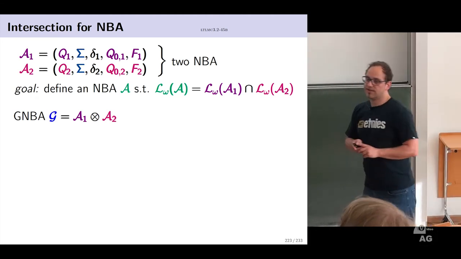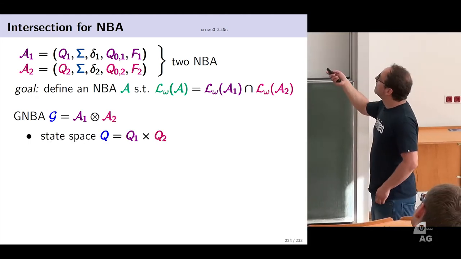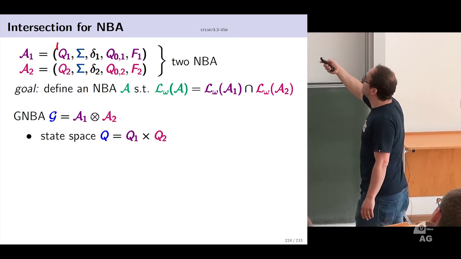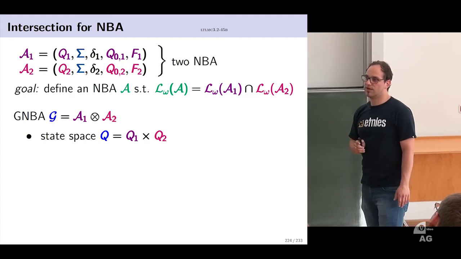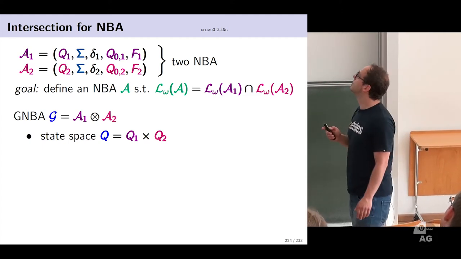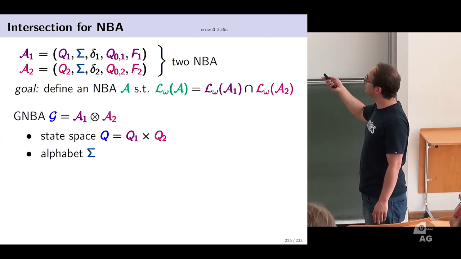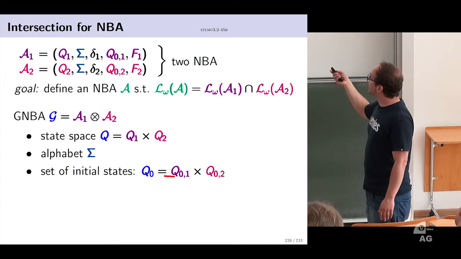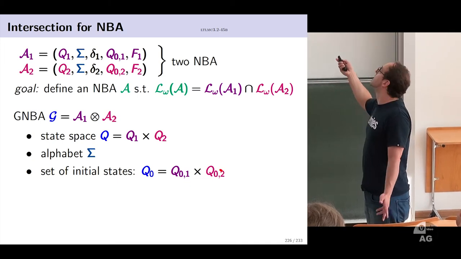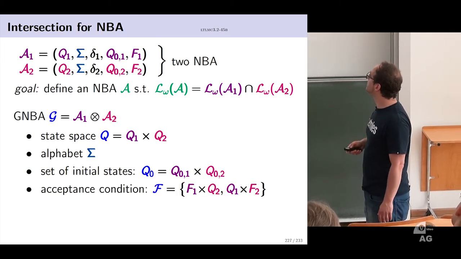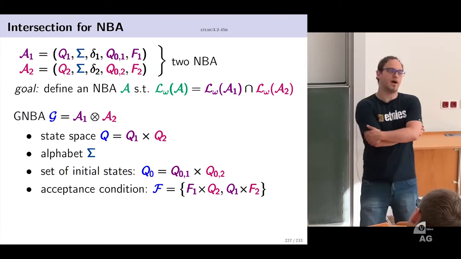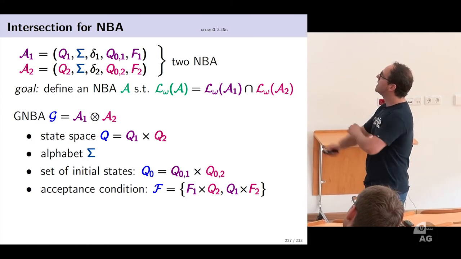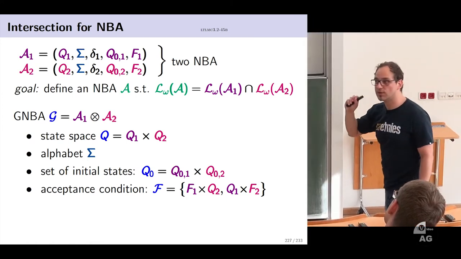Okay, so how do we define the product? Now, the state space, just as for NFA, is the Cartesian product of the state spaces of the two involved non-deterministic Büchi automata, A1 and A2. The alphabet stays the same. The initial states are the Cartesian product of the initial states of the two involved automata. And now we come to the interesting part, which I already alluded to. The acceptance condition now has two elements. So it's a GNBA.